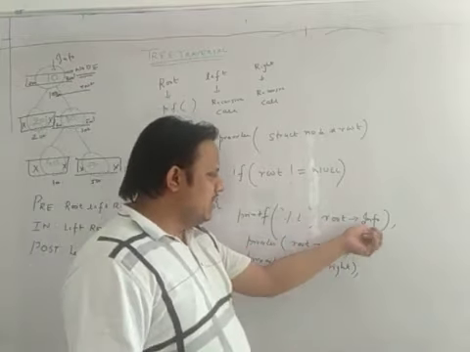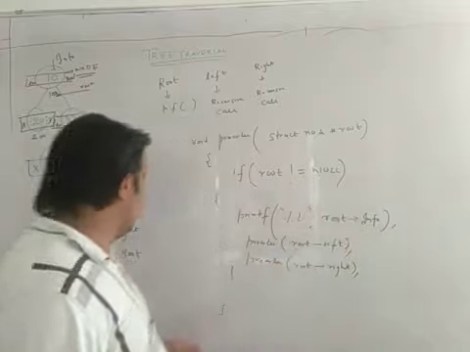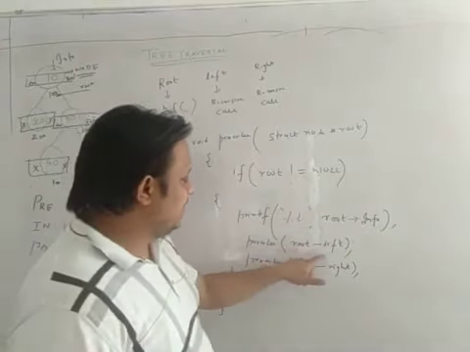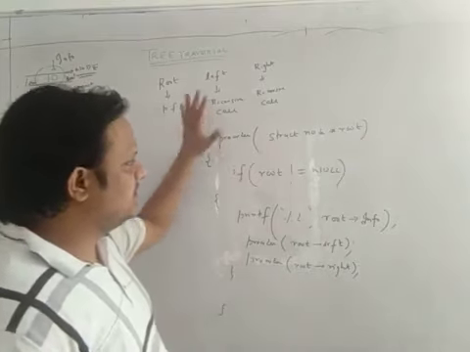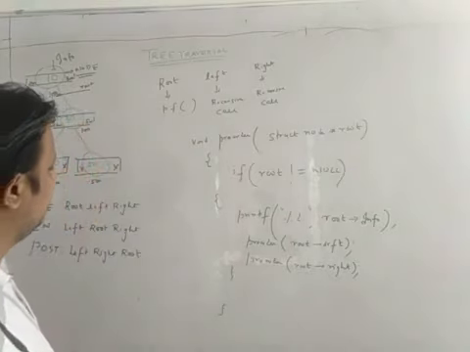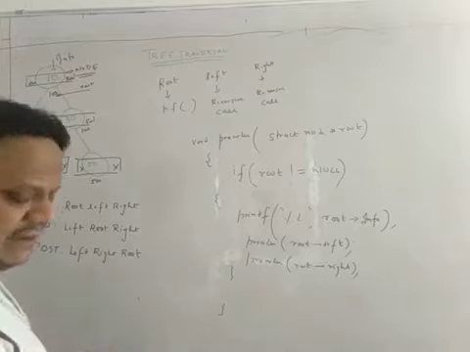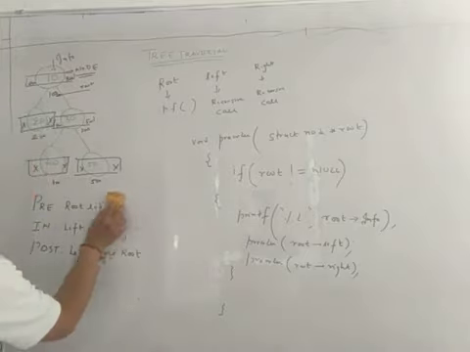Printf root info. Root info, why? Because the first thing in pre-order is your root. Then it's a recursive call. So I am writing pre-order root left, again pre-order root right. So this is my basic function of pre-order traversing. Now let me debug this function.